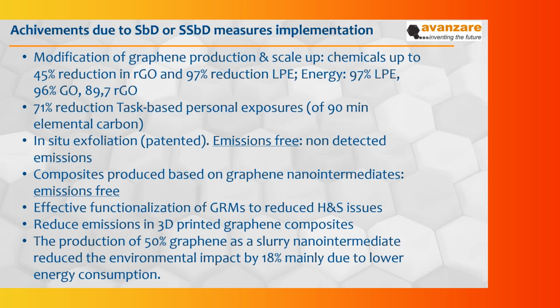And also we have an effective functionalization of graphene-related materials to reduce the health and safety issues. Also, we have experience in reducing emission of 3D printed graphene composites, and aligned with the later results we have observed similar behavior. And in the production of slurries of graphene materials as an intermediate, we also reduce at least 18% of the environmental impact, just by reducing the energy consumption.